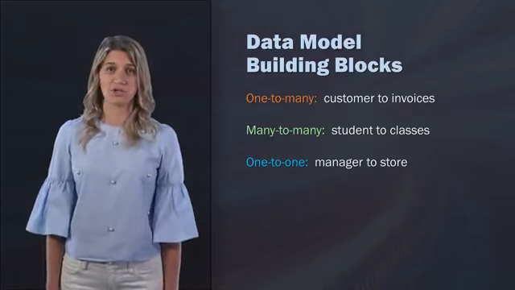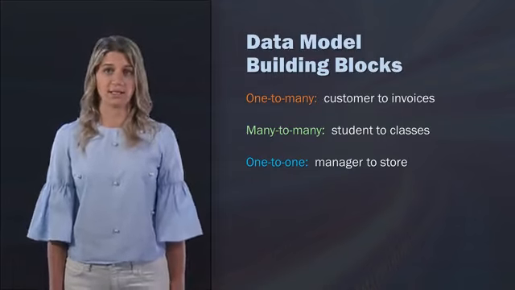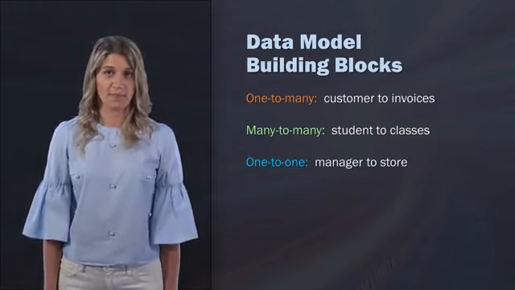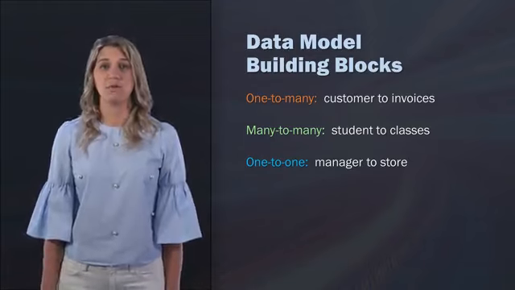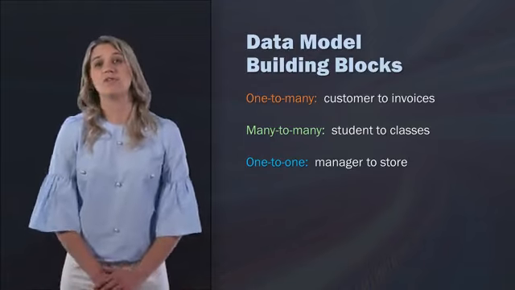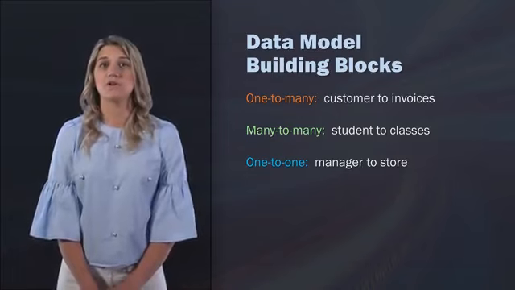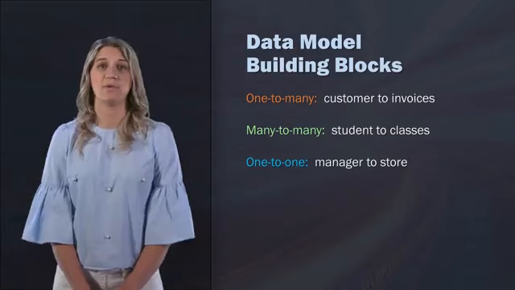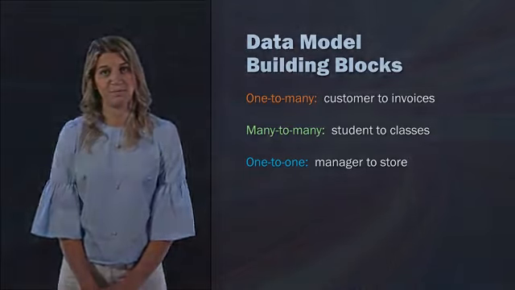You may have one student who belongs to lots of different classes, or you may have a class that has many different students. Then if you think of a one-to-one relationship, this is a manager to a store. Let's say you have a sporting goods store, and each of those stores has only one manager. That would be one example of a one-to-one relationship.